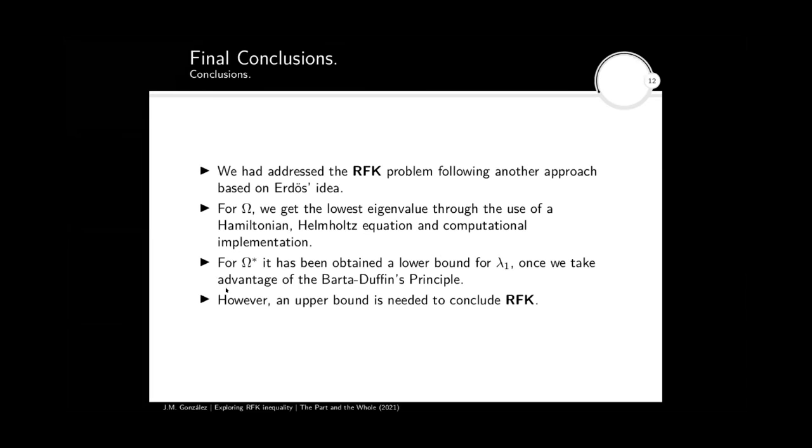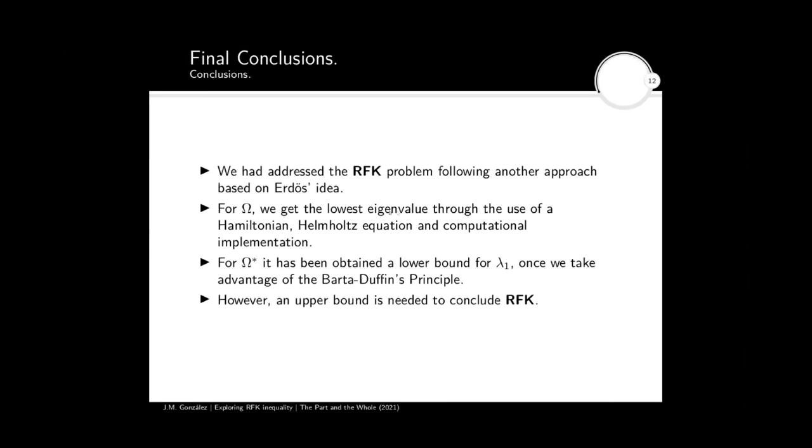As a final conclusion, well, we addressed the Rayleigh-Faber-Krahn problem following another approach based on Erdős's idea. I mean, Erdős attacked the problem using elliptic theory and variational principles, so it would be far from the knowledge of a physicist in maths. So I try to give another approach based on finding the lowest eigenvalue for the disk and finding the lowest eigenvalue for the omega region, on any omega region.